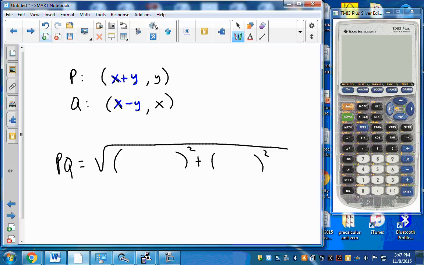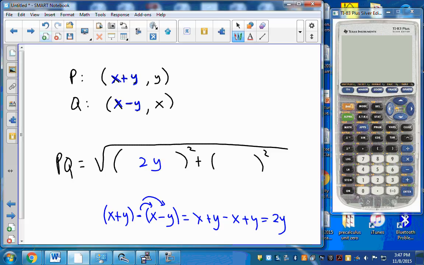Let's see. x plus y, take away x minus y, is x plus y, take away x, plus y. Remember, you have to distribute this minus sign. Okay, so that looks like 2 y's. That's going to go here, y plus y, 2 y's. Okay, and then we'll do the same thing with the second coordinates. Not much we can do there. We're simply going to subtract these. So y minus x, and we have to square that.